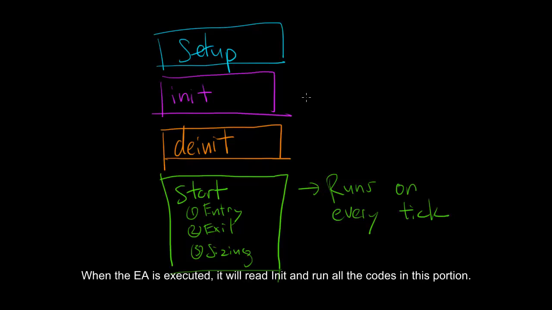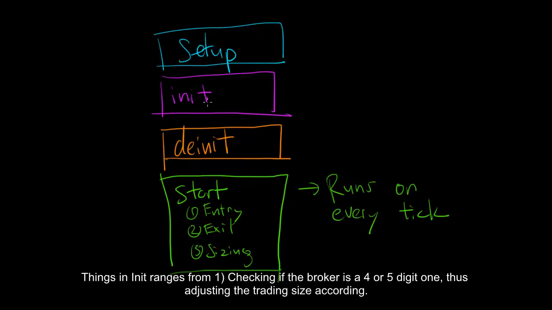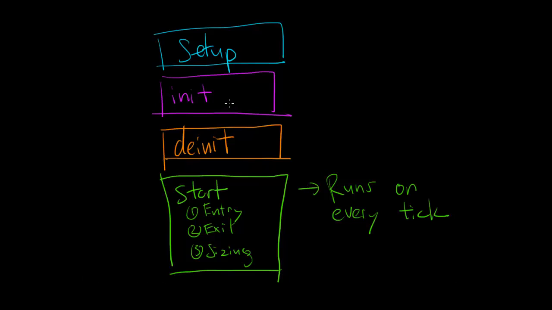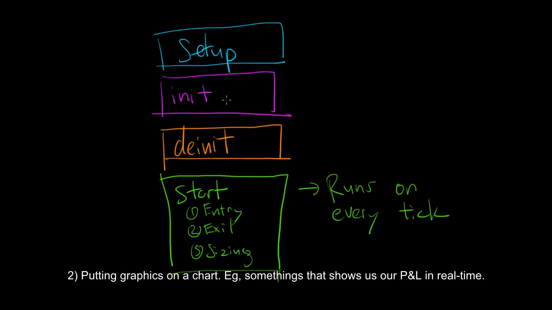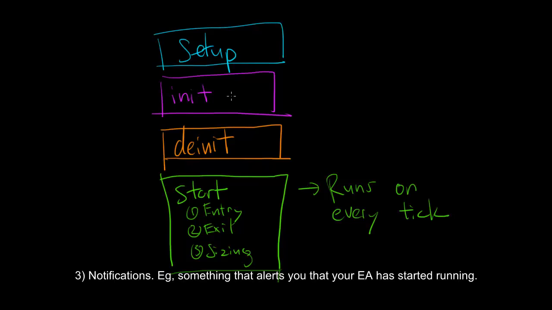When an EA is executed, it will first check init and run everything in here. So the things that are in it could be, let's say you are checking if your broker is a 4-digit or 5-digit one, and it will adjust the trading size accordingly. Or if you want to put a graphic on the chart, maybe you want to put something there that shows you what is your P&L in real time. Or maybe you just want to send a notification to yourself to tell you that, alright, my EA is running right now.